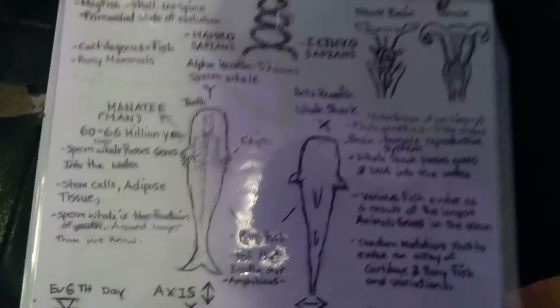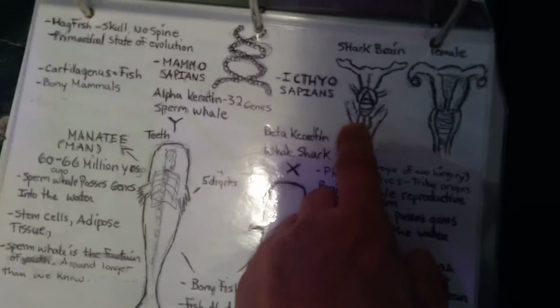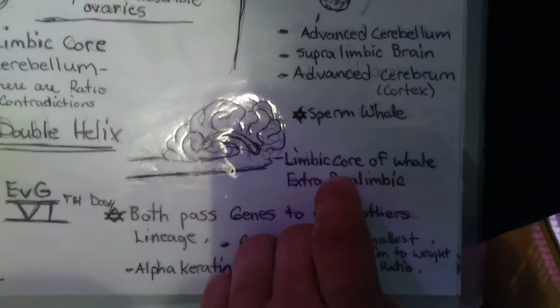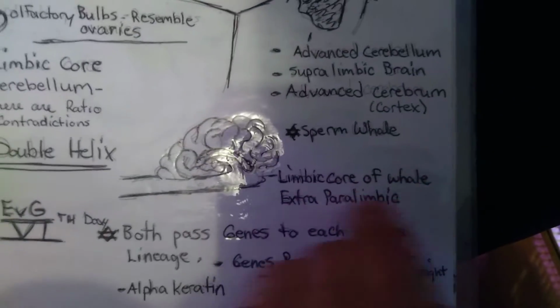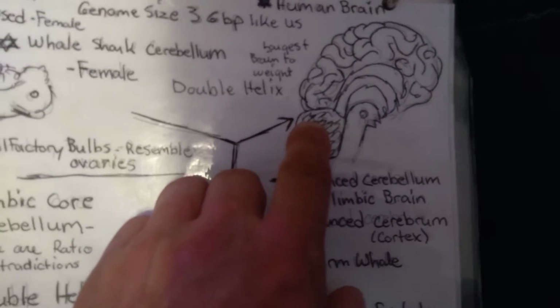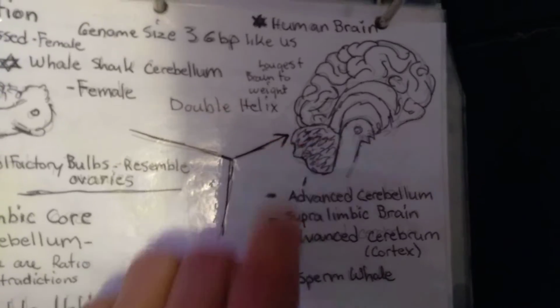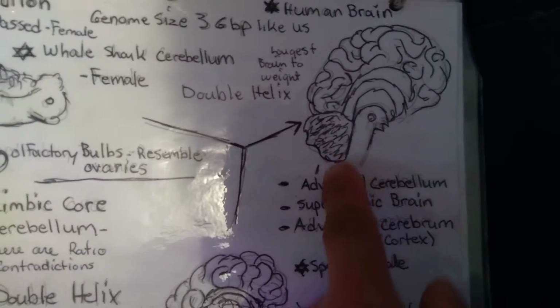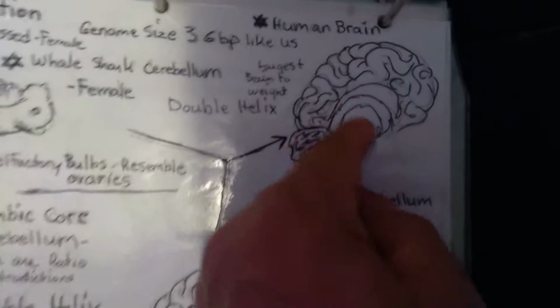Now here's another one. The cerebral cortex of the whale has an extra paralimbic core, okay? The limbic core of the whale is extra paralimbic. Now, from this female aspect, we get some of our cerebellum from our mother and some from our father. But all of our cerebral cortex comes from our mother. All of this comes from our father, the seed. And then it starts to germinate in fruits.